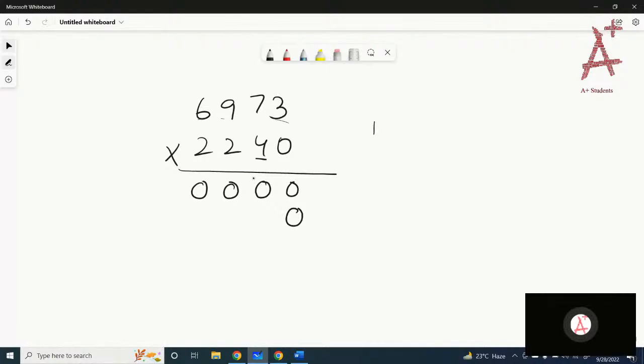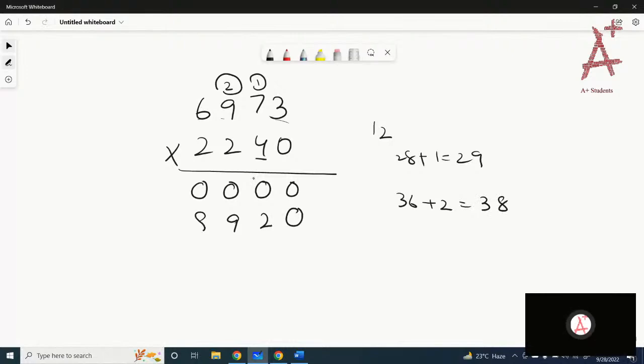4 times 3 is 12. Write the tens digit over here, carry the ones. 4 times 7 is 28 and plus 1 is 29. Write the tens digit over here and carry the ones. 4 times 9 is 36 and 36 plus 2 is 38. Write the tens digit over here and carry the ones. 4 times 6 is 24 and 24 plus 3 is 27. So it would be 27.